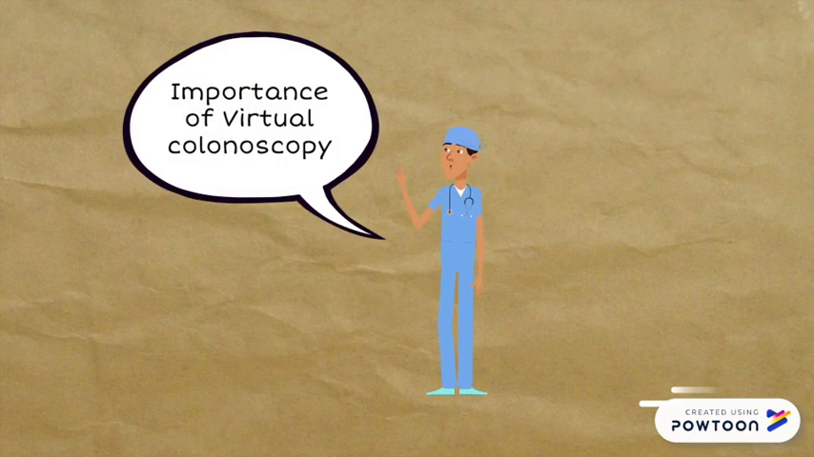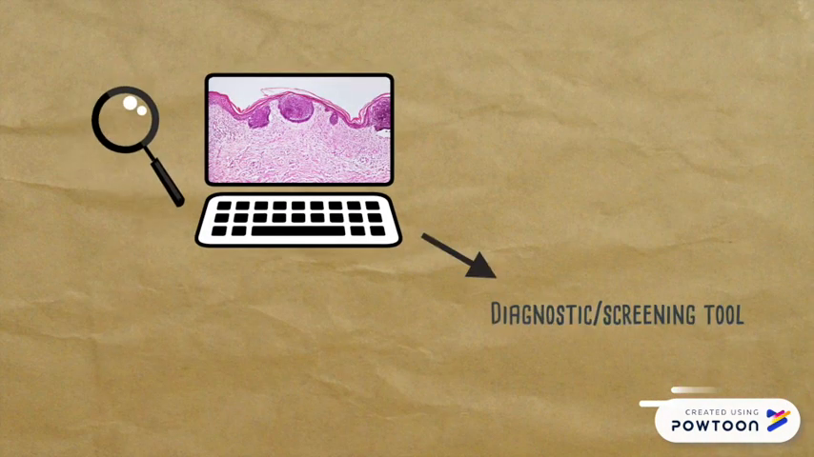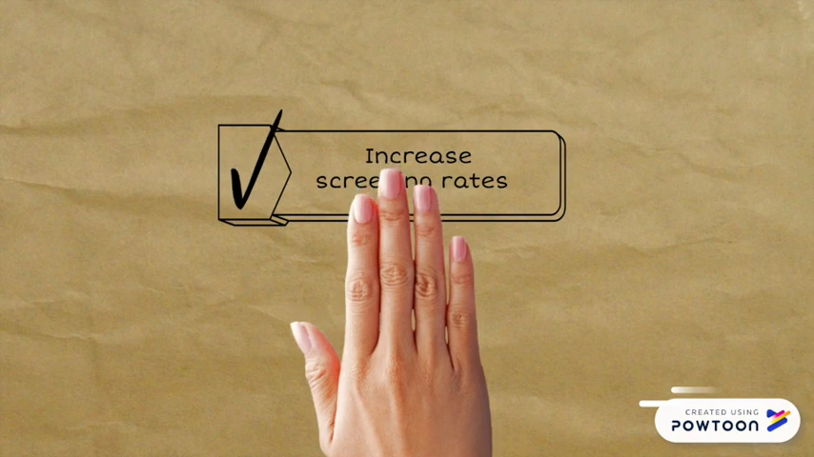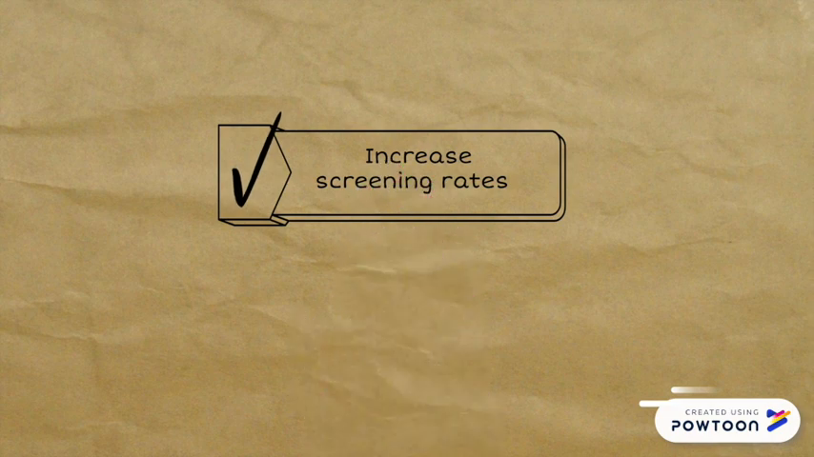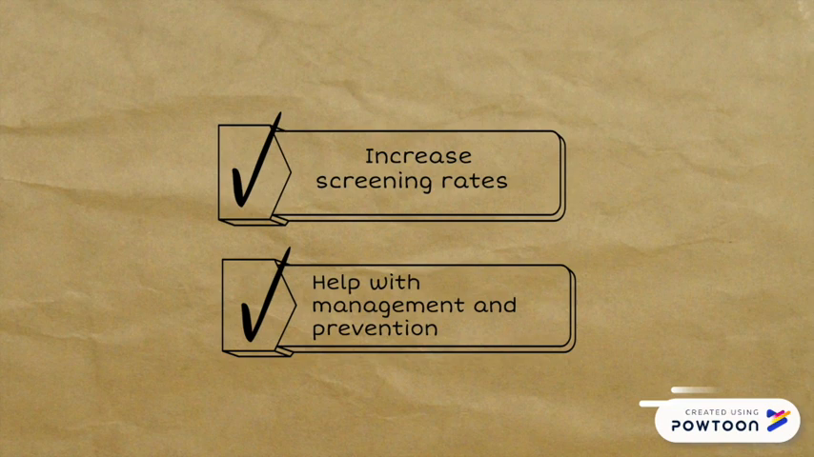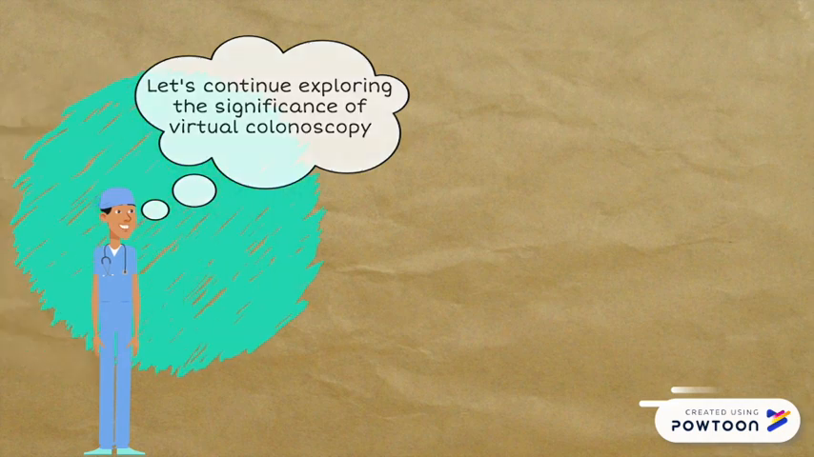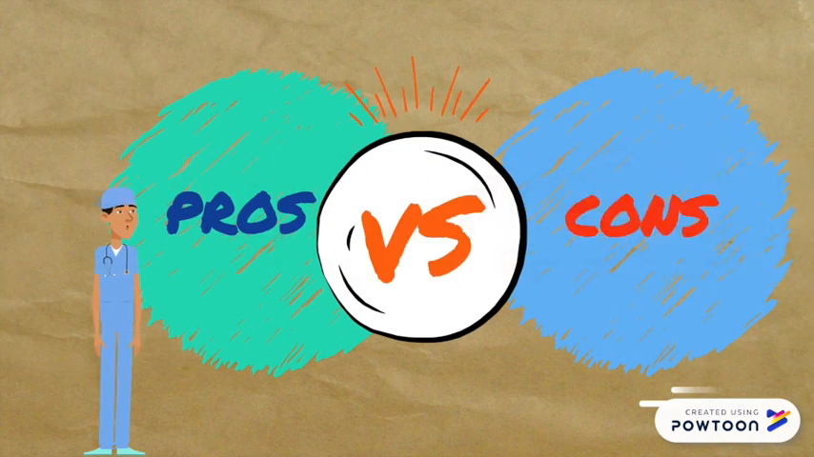The importance of virtual colonoscopy can be defined in two words: detection and prevention. Virtual colonoscopy is a diagnostic and screening tool used for people suffering or at risk of colon cancer, allowing radiologists to identify polyps, which are abnormal growths that arise from the inner lining of the intestine, where a substantial growth can consequently lead to cancer. Overall, this method helps increase screening rates as people are more accepting of this procedure, therefore aiding in the management and prevention process. Now let's continue exploring the significance of virtual colonoscopy by looking at the pros and cons.